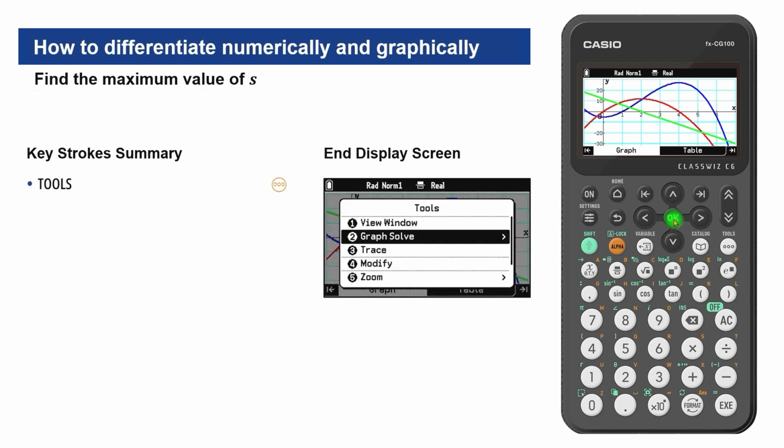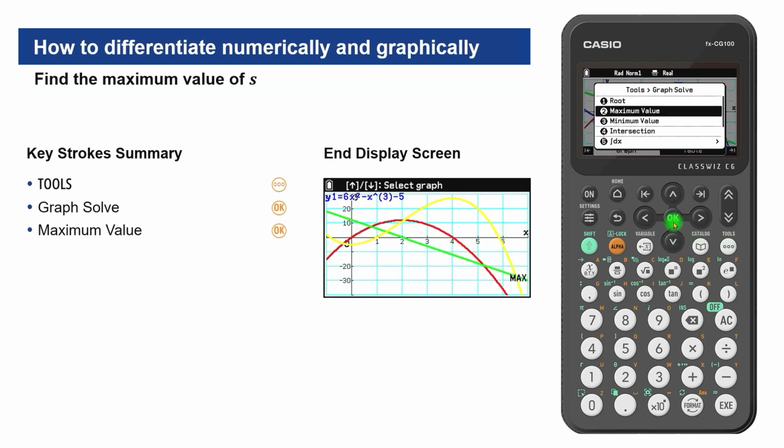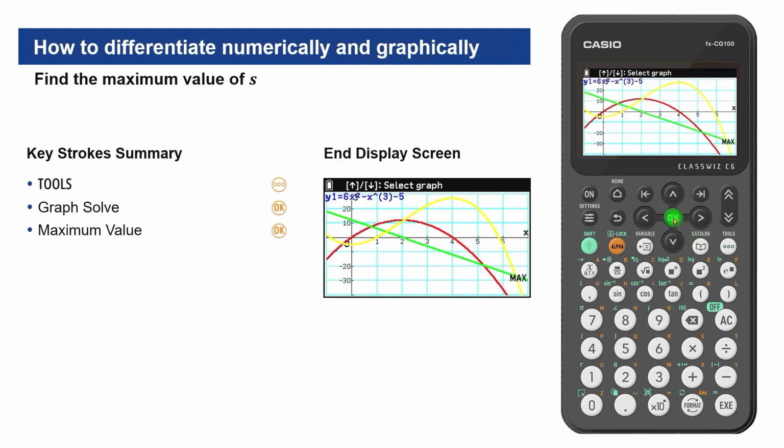To find the maximum of S, press Tools. Select Graph Solve and Maximum Value. As more than one function is drawn, we need to select the function for analysis. Currently, the y1 function is flashing, so select it with OK. The maximum is found at (4, 27) and is confirmed as a stationary point as the displayed dy/dx value is 0.